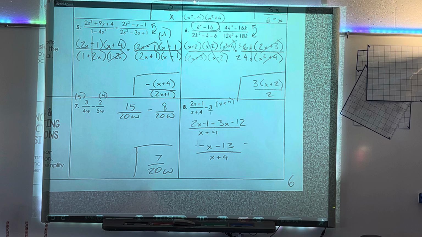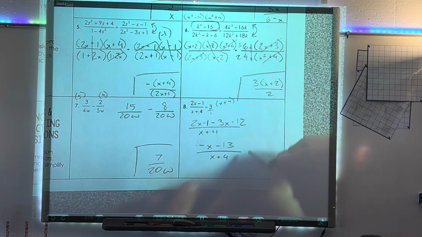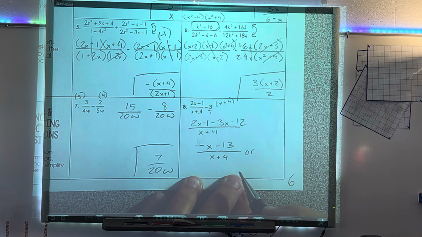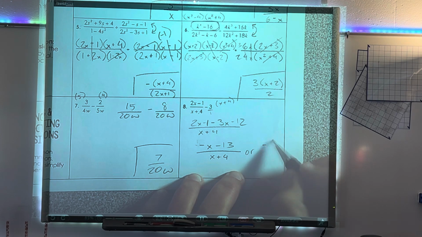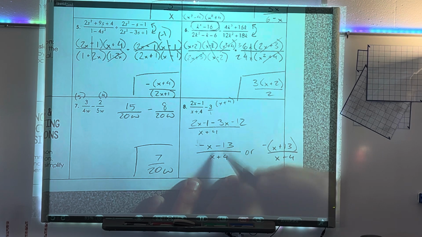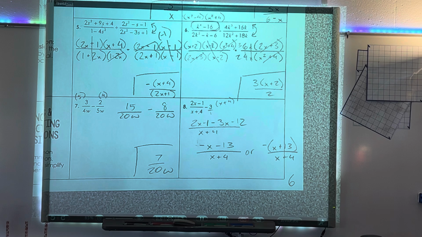But I don't love it that way. That's okay. If it was me, I would probably factor that negative out of the numerator just because I don't like the way that looks. And I'd probably write it like this. But this is actually okay. I just hate when that looks like that. So either one would have been fine. Y'all okay with that? Okay, I'm going to look at number 9 on the back, and then I'm stopping. So I just wanted to kind of go through those.